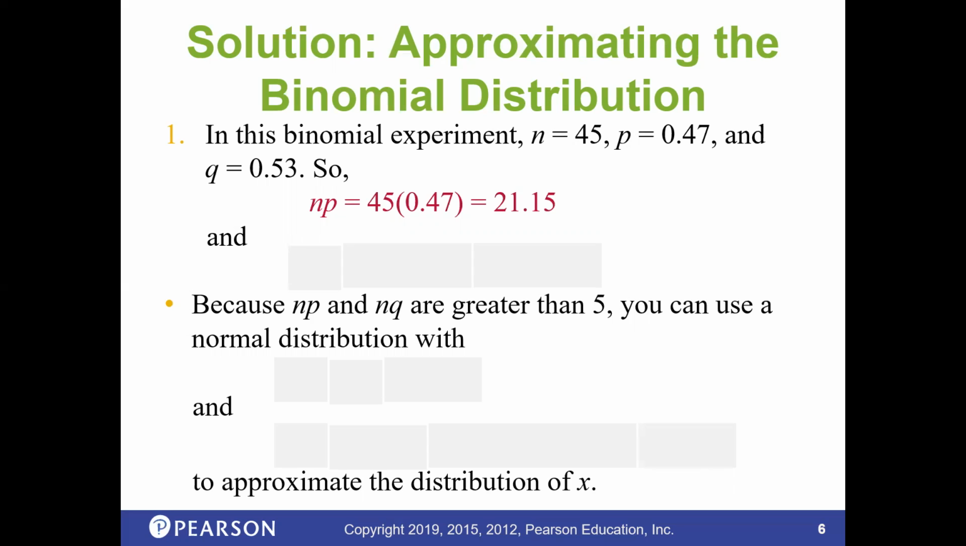And you can kind of tell whether it's going to be met because notice 45 is going to stay the same, right? We're going to switch from 0.47 or 47% to 53%. Obviously, that number is even going to become bigger than 21.15. So we got a 23.1. Yes, perfect. Because np and nq are greater than 5, now we can use the normal distribution. So let's practice that formula.